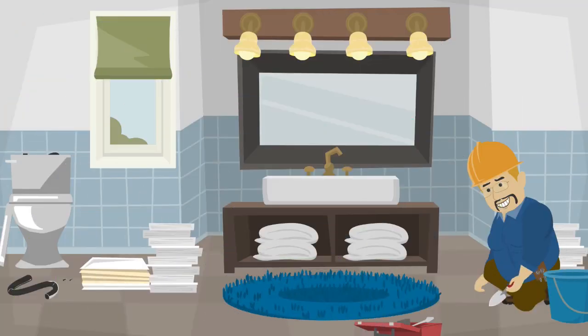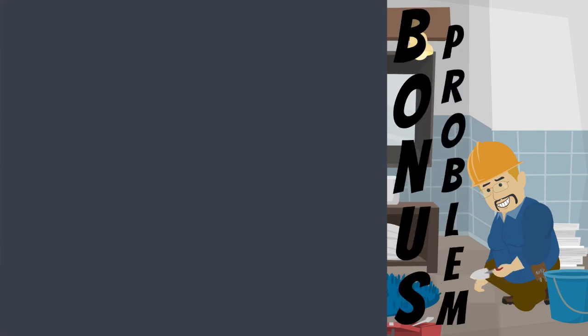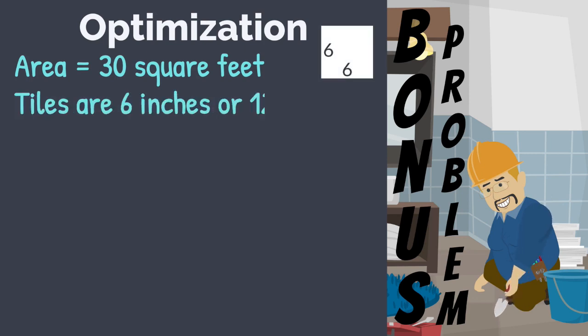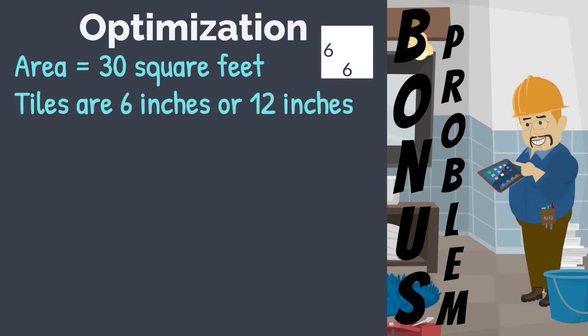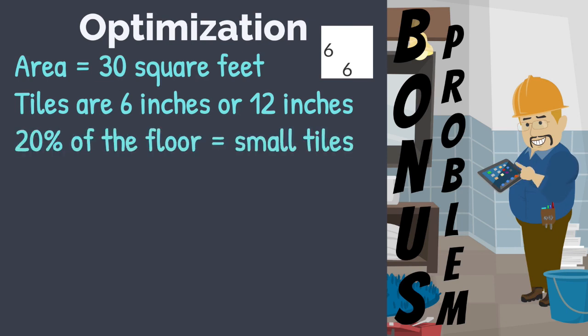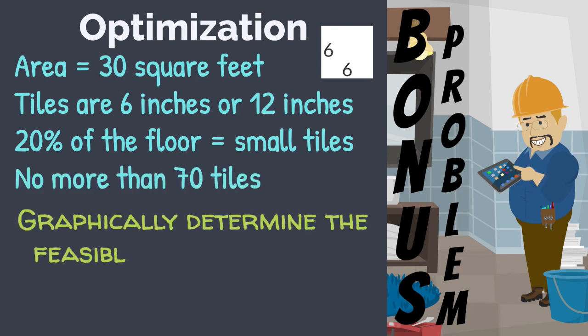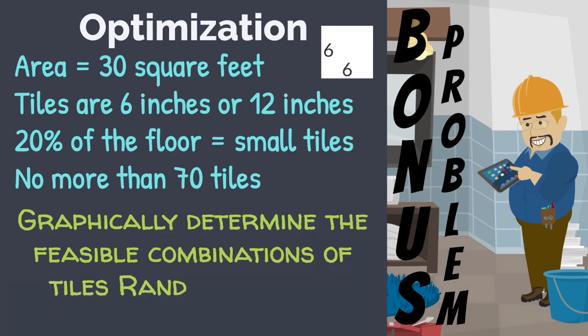Randy is planning to lay tile in a bathroom with a floor area of 30 square feet. He has square tiles of two sizes, 6 inches and 12 inches. Randy wants at least 20% of the floor space covered by the smaller tiles, but needs to limit the total number of tiles to 70 due to installation time. Graphically determine the feasible combinations of small and large tiles Randy could use.